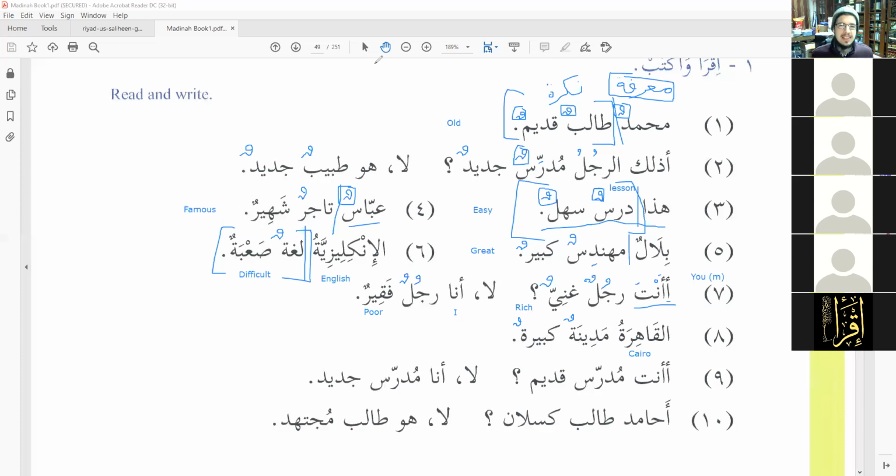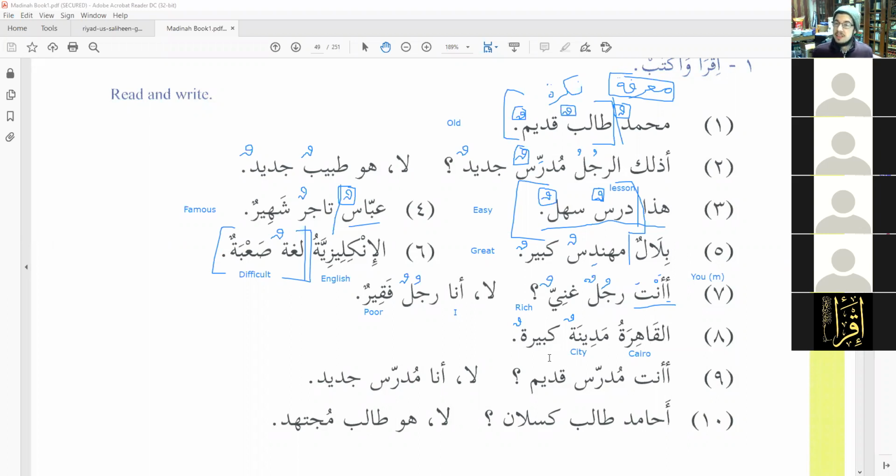Madinatun is a city. We call Medina in Saudi Arabia Medina because it's short for the Prophet's city, Madinatul Nabi, or the illuminated or enlightened city, Al-Madinatul Munawwara. So Madinatun by itself is a city. And Kabira is simply, it could be great or it could be large, literally.